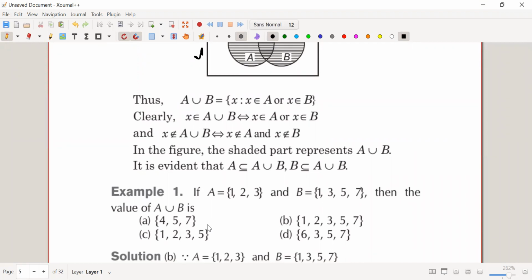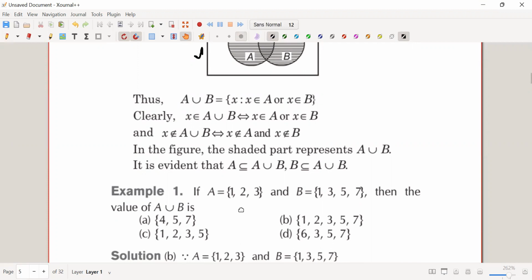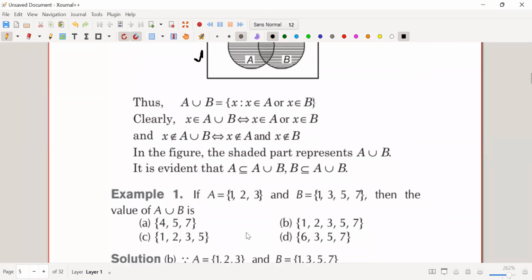1, 2, 3, 5, 7. Okay. What would be the power set for A union B?